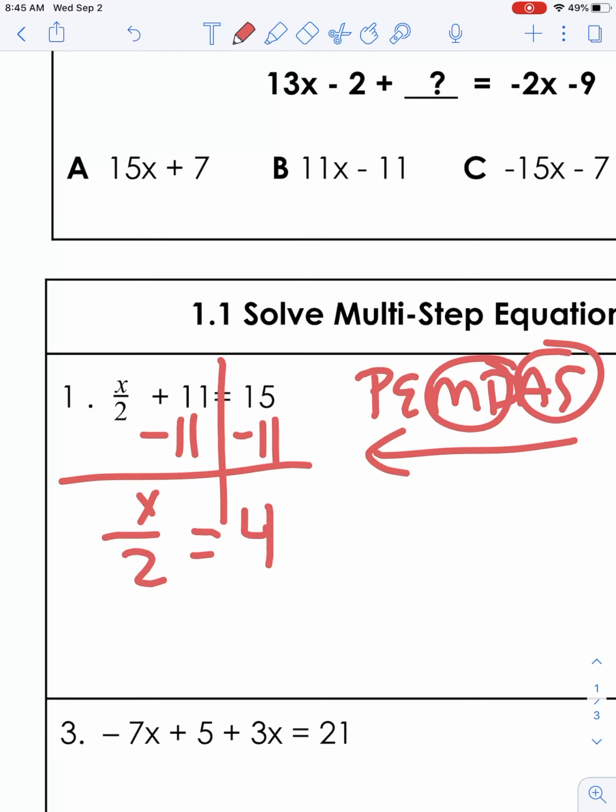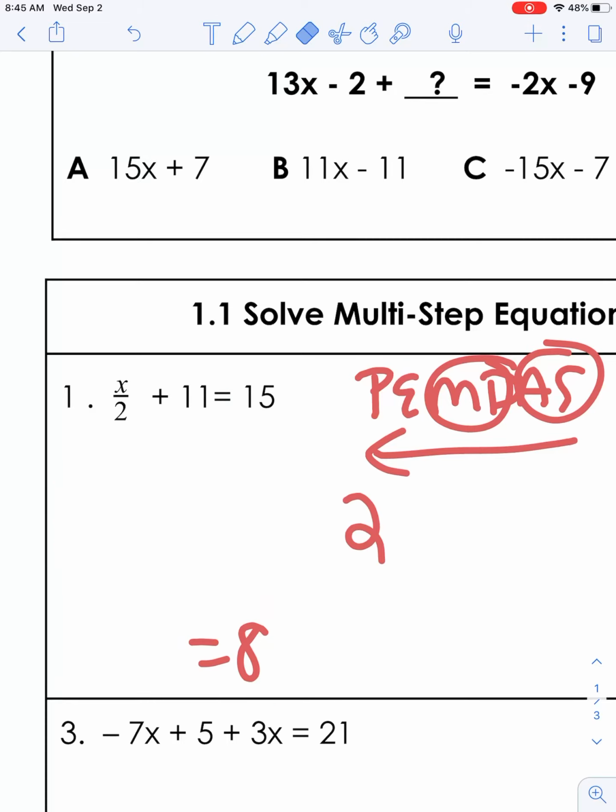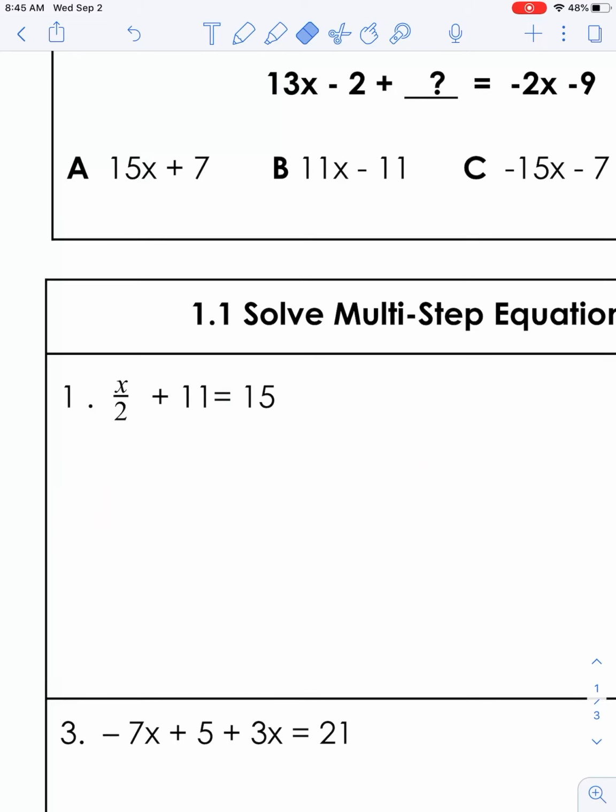Now we can get rid of multiply and divide. This means divide by 2, so multiply by 2 on both sides. X equals 8. Next one.